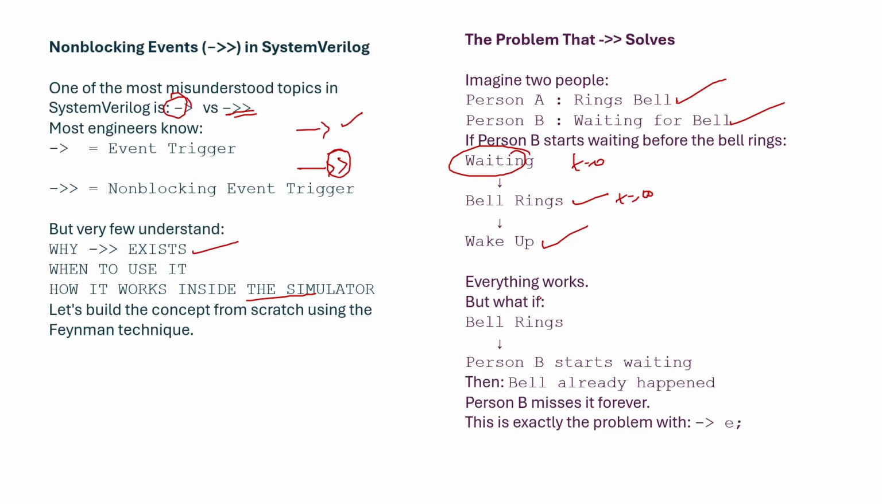Everything works here, but what if the bell rings and person B started waiting after that, so the event already happened? The bell already happened. Person B misses it forever. That is exactly the blocking event. The event happened previously, and you started waiting after the event happened. Then there is no use of it, right?